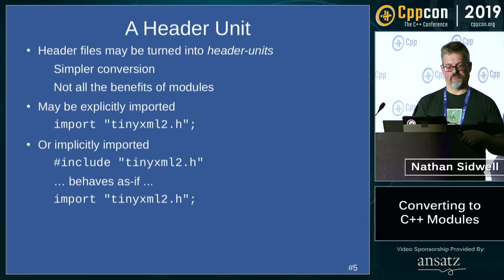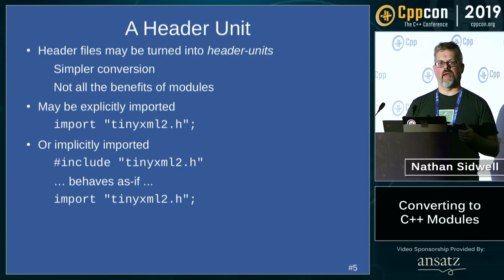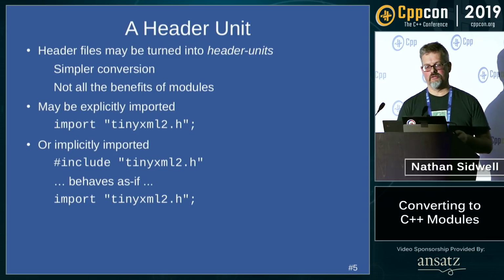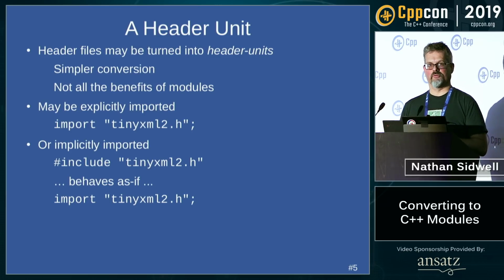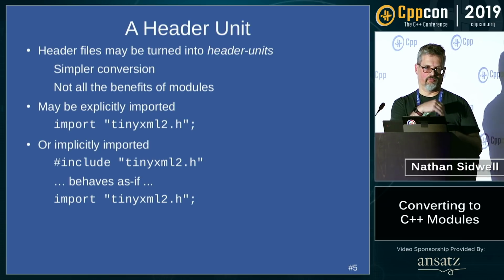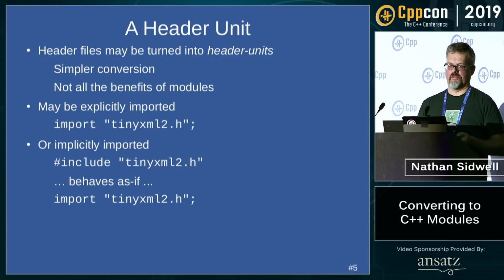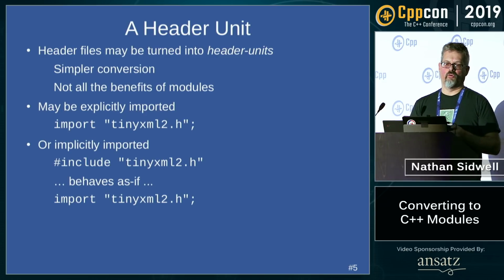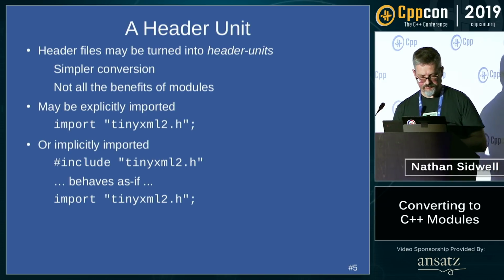Or they can be implicitly imported, which is where you've told the build system and compiler that when it sees a hash include of tiny XML2, it should treat that as if it was an import and read the CMI. And then it won't textually include the tiny XML2, it'll just go off and read the CMI. And that's one way of improving the build speed using header units.